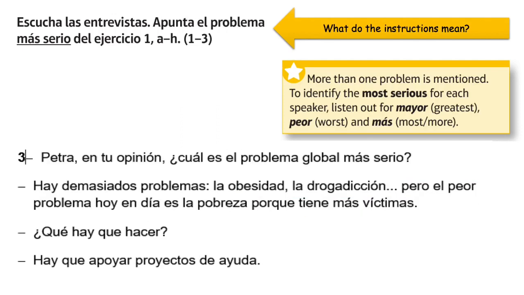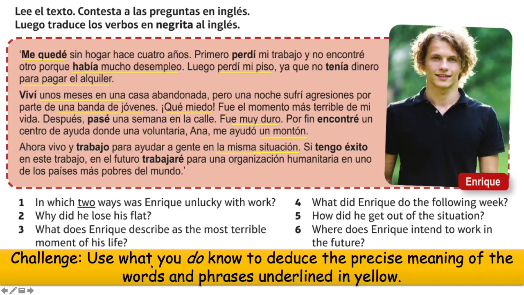Right, and the last one. So we have el peor here, the worst problem. It says there are too many problems. There are many: obesity, drug addiction. However, the worst problem nowadays is pobreza, poverty. And we have to support projects to help. Right. Okay.